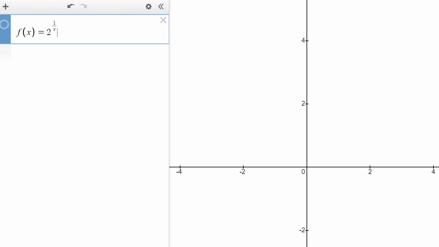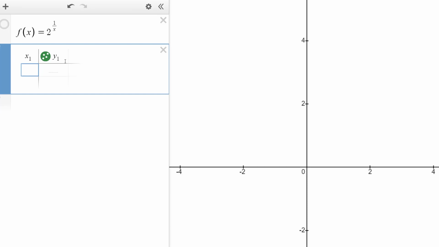Just as I did last time, I don't want to showcase what the graph looks like because that ruins the fun. So instead, I'll hit enter here and add a table. Instead of the y values, I want f of x sub 1. So I'll put that in there. And now we want our x values to get really close to 0.